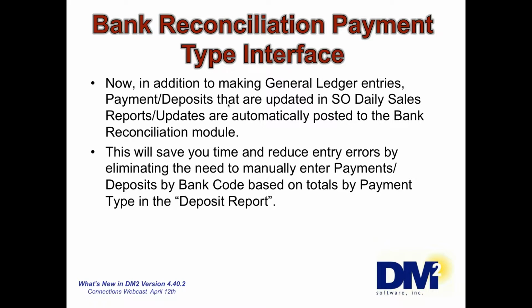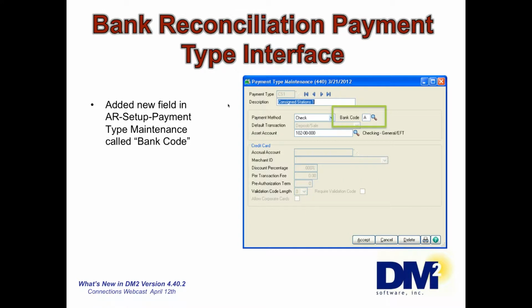This should save you time and reduce entry errors from having to make both entries, and it will eliminate the need to manually enter the payments deposited by bank codes or based on the deposit report. So that's all been automated. We added a new field in the setup payment. If you go into AR and choose the setup payment menu option for payment type maintenance, there is a new field called bank code. You can see it with a little square around it here. I use green squares through the presentation to identify the changes on the screen or things to draw your attention to, so look for those. In here, you can specify the bank code that this payment is going to be applied to.